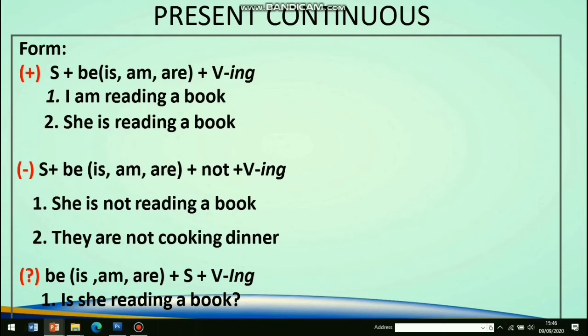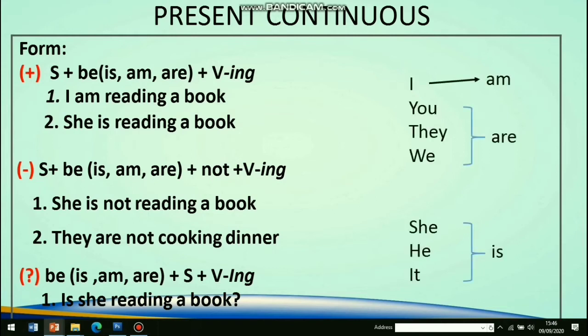Next, the question form. Put be first and then the subject and then verb-ing. For example, is she reading a book, or are they cooking dinner? And you have to notice that when the subject is I, you have to use am, and then you, they, we use are, she, he, it use is.